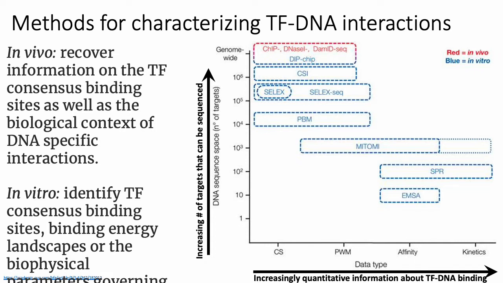The in vivo methods are more qualitative in the sense that you can make a good educated guess about the consensus binding sites of TFs. You can identify where the TFs bind in vivo, and so you can get some idea of sequence specificity and the context of sequence-specific interaction. So you can start to guess as to what other TFs might either cooperatively or antagonistically interact with your particular TF of interest. But again, the in vivo methods are more qualitative in the sense that you can't really estimate these biophysical parameters of these binding events.